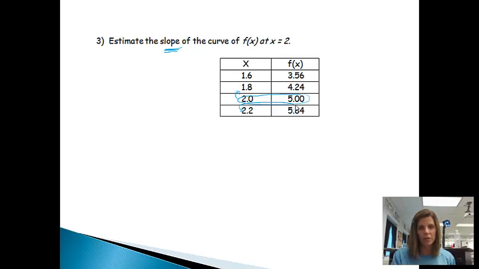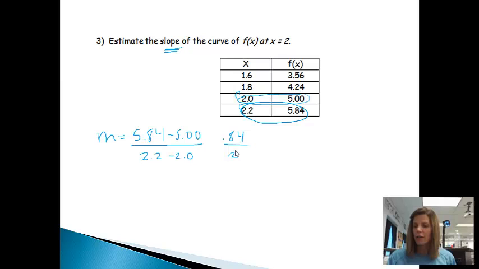So I'm going to pick this point right here. If I want to estimate the slope of that curve, when I subtract my y values, I'll get 5.84 minus 5.00 over 2.2 minus 2.0. And then when I subtract those, I'll get 0.84 divided by 0.2. I'm going to type that in my calculator and see what I get. 0.84 divided by 0.2, and I get a slope of 4.2. So that would be estimating the slope. Let's say I went the other way instead. I could also have picked the point 1.8 and the point 2.